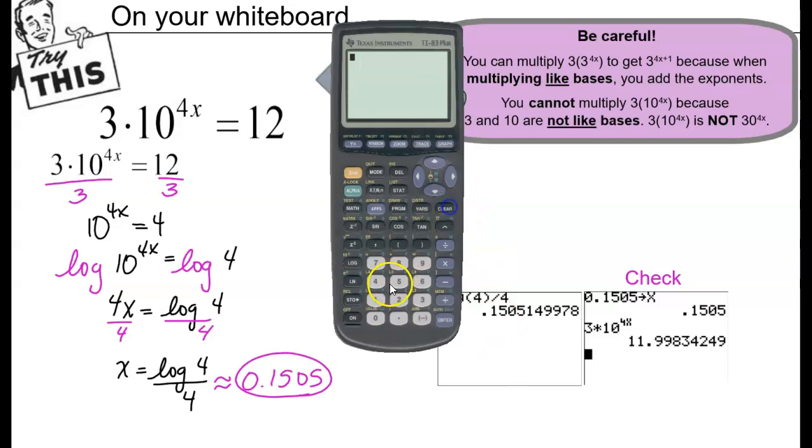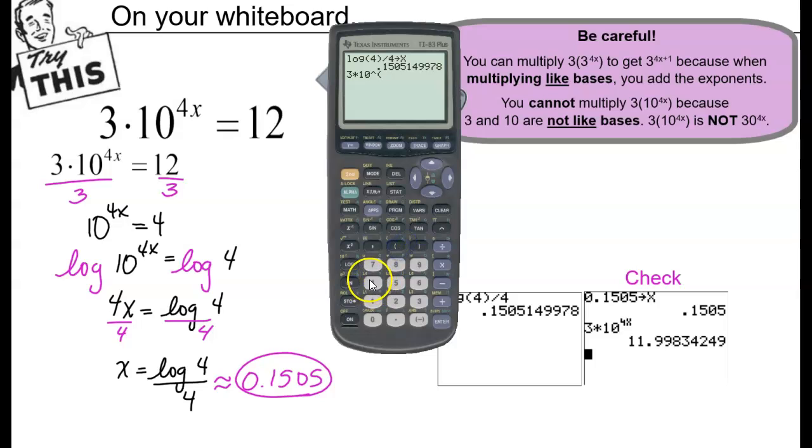If you want to check the exact value, then you're going to store the common log of 4 divided by 4 as your x, and then type in your original equation, 3 times 10 raised to the quantity 4x equals 12, and we get a 1, so we know that that checks.